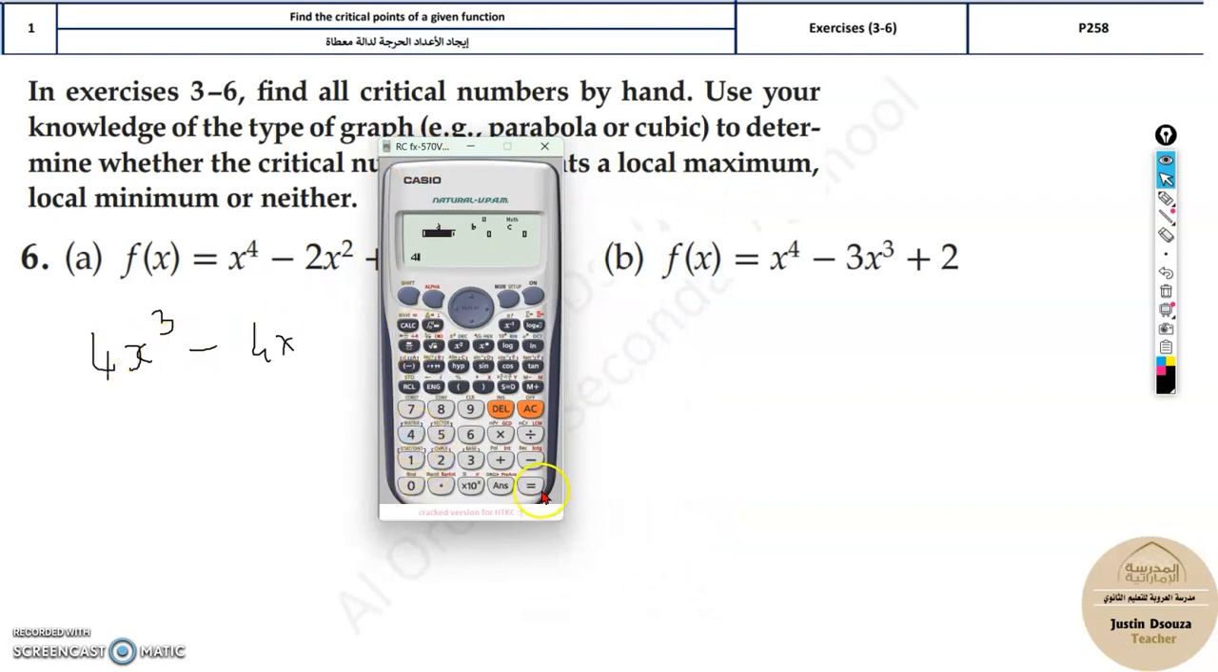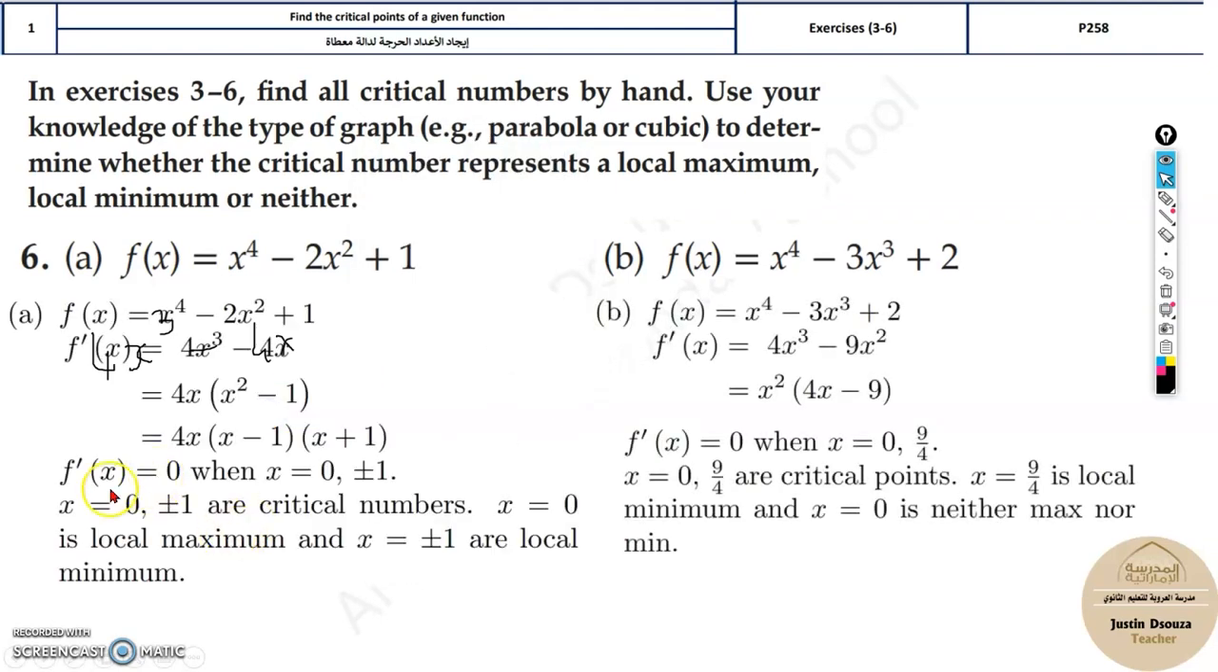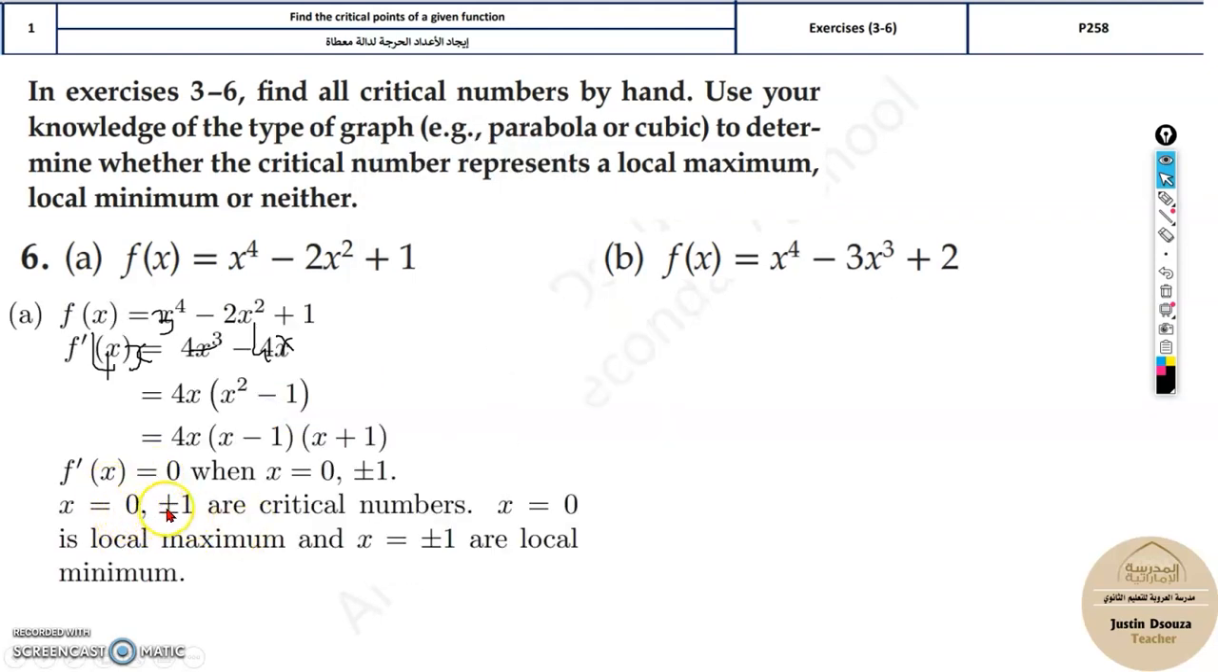You'll get 4. Sorry, you need to substitute the values first. 4 x squared is not there, so it's 0. And lastly, minus 4, and there is no number, so it's again 0. So the critical number x1 is 1, minus 1, and 0. We got three critical numbers. You can see over here the critical numbers are x minus 1, plus 1, and 0.